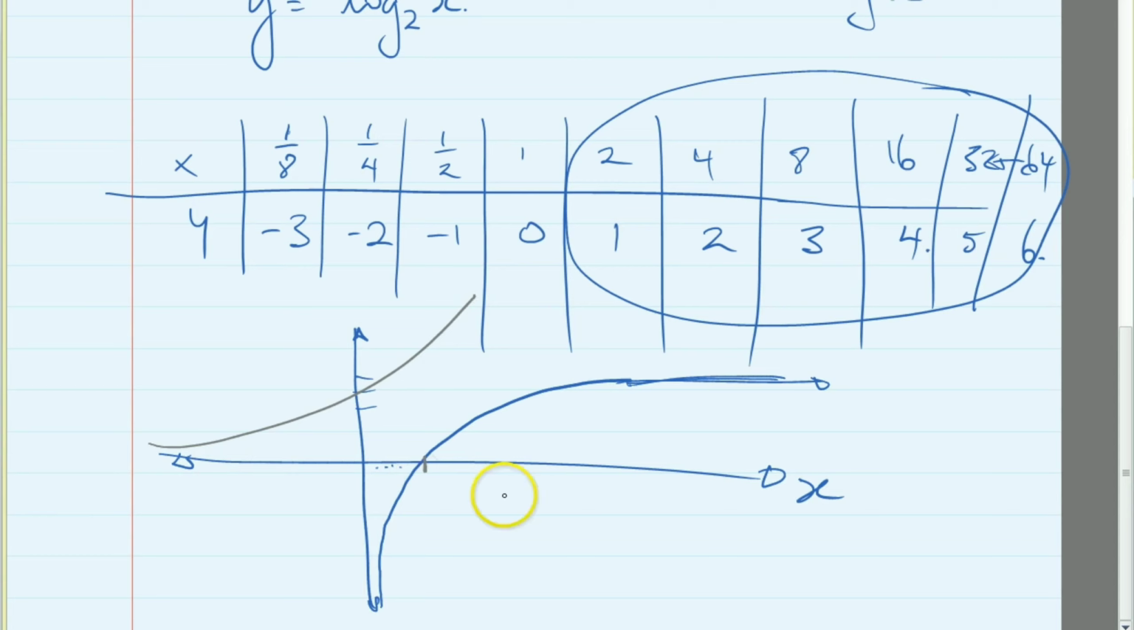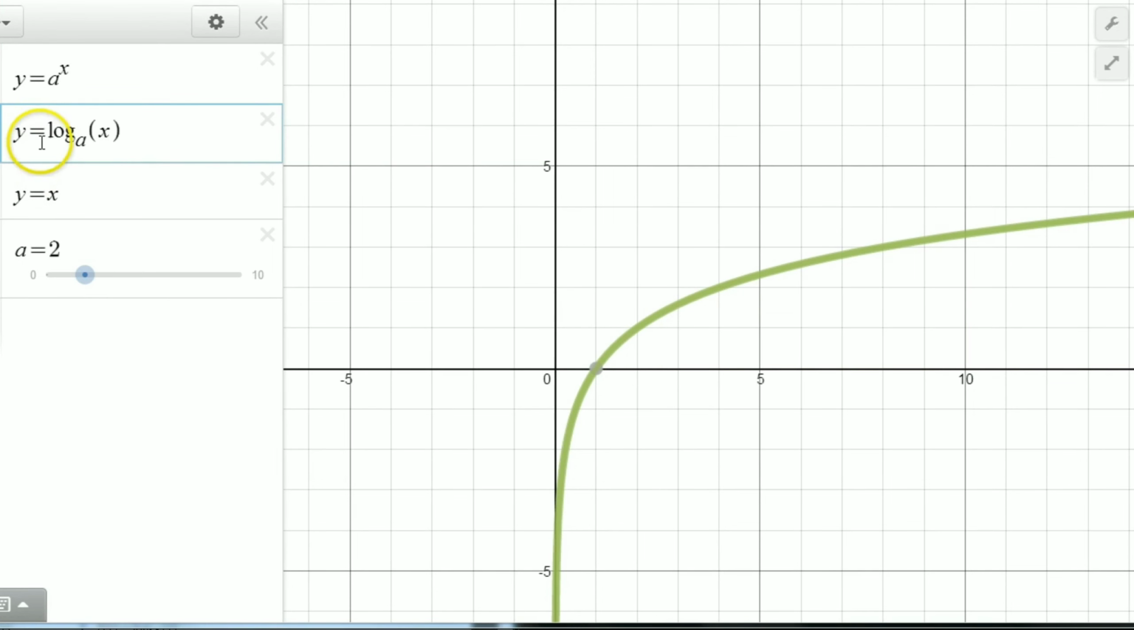Obviously, this is the point here, x is 1, y is 0. That's going to be our standard x-intercept. And then obviously at y equals 1, we're going to get the log base here, which is the point 2, 1. So this green line is currently the graph of y equals log base 2 of x.